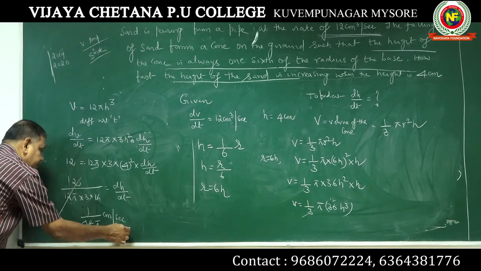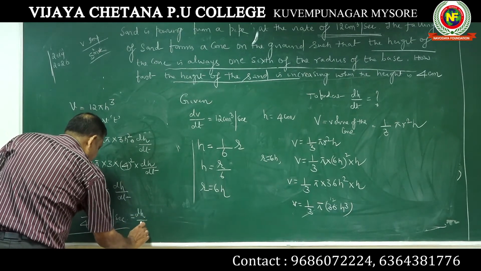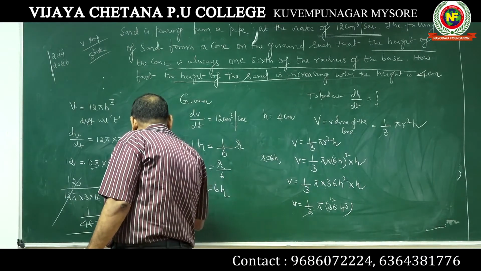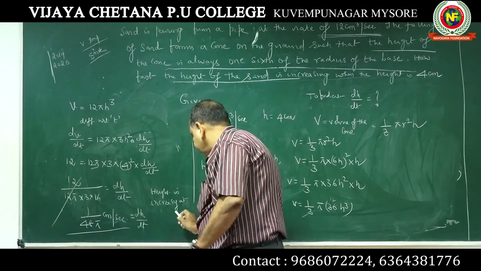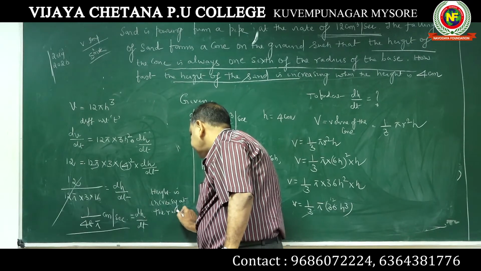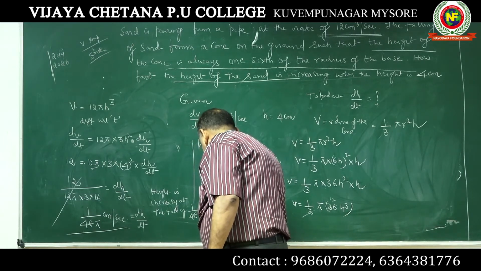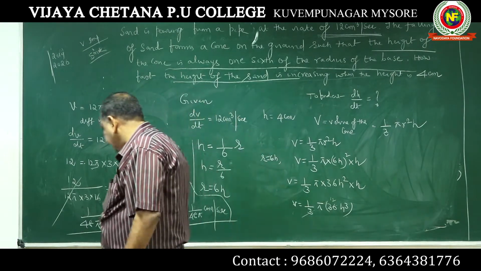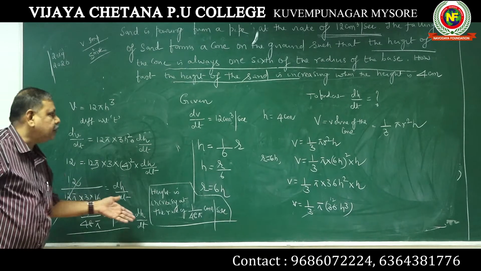Do not put pi as 22 by 7. You keep centimeter per second. Very, very important problem for examination. So you write that height is increasing at the rate of 1 by 48 pi centimeter per second. Height is increasing at the rate of 1 by 48 pi centimeter per second. Do not leave out pi, do not substitute pi, that's all.